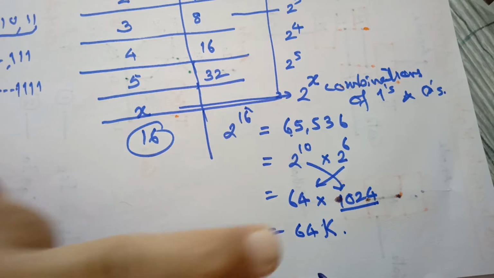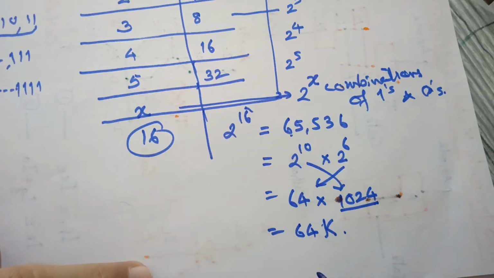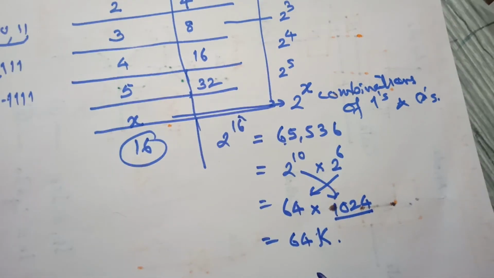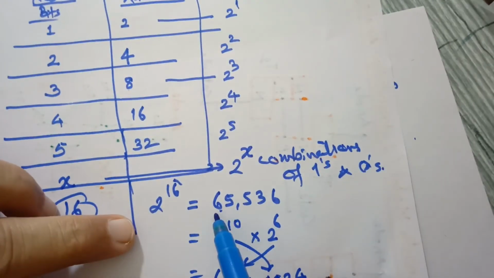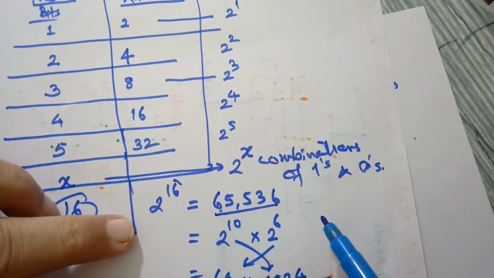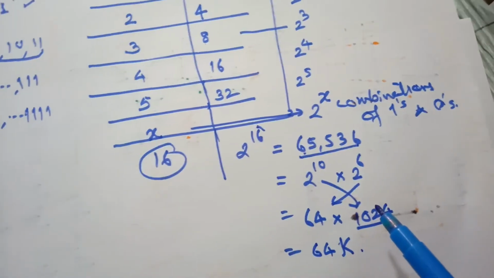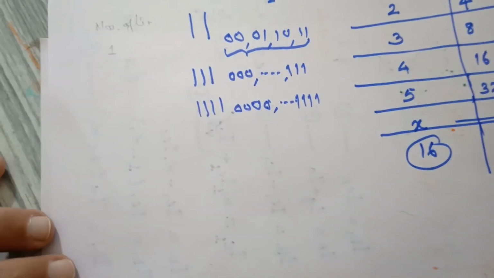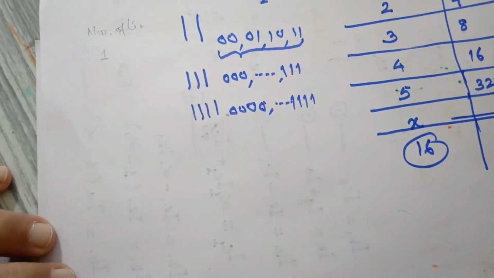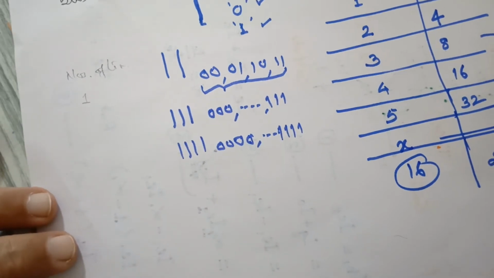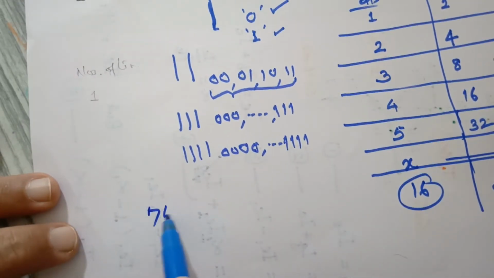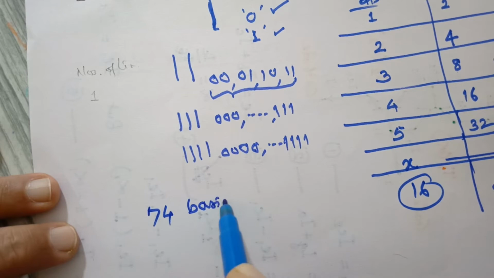You understand? What does it exactly mean? That means it can give 65,536 distinct addresses, and that is its capacity. Okay, the next feature is its instruction set. We are going to study its instruction set in the next unit, but it has 74 basic instructions.